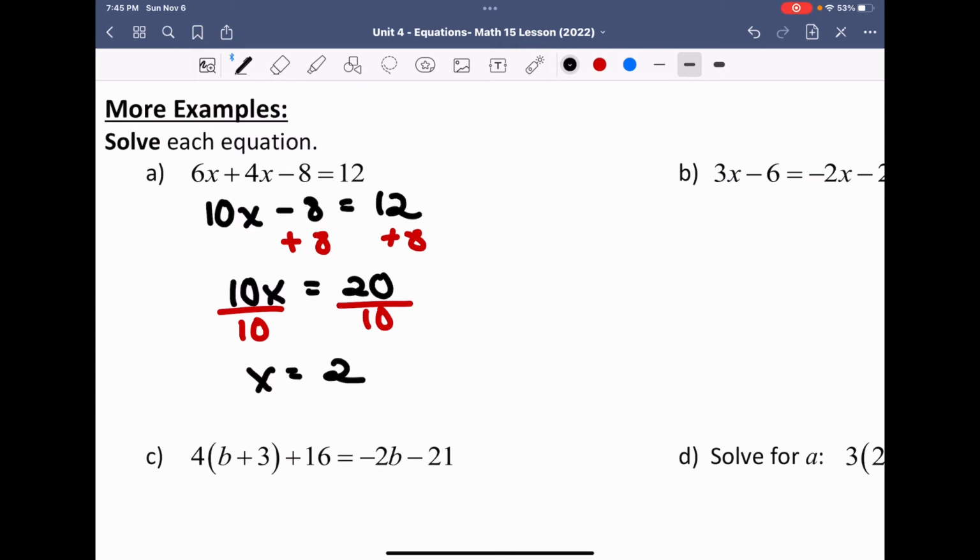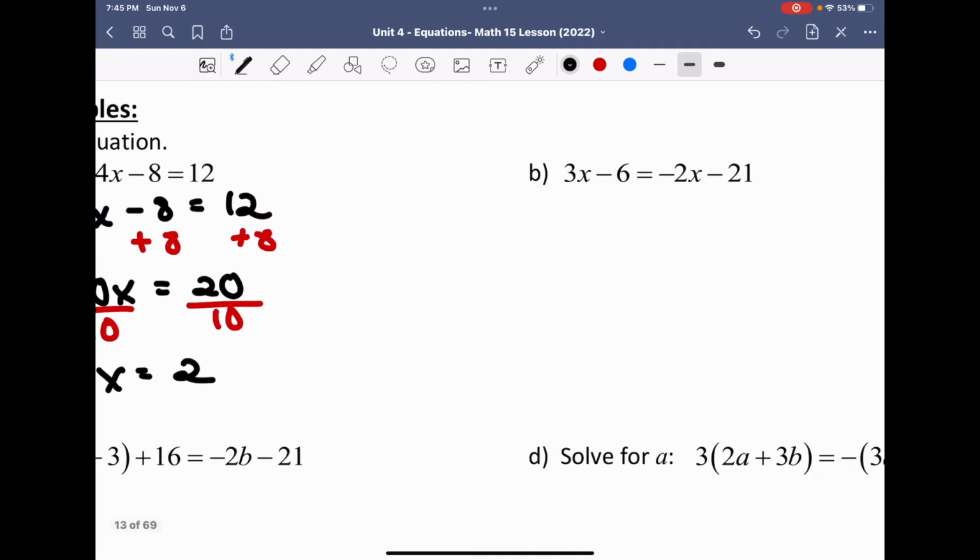Now, we could replug that back in if they said verify or check our solution, but in this case, they don't say that. So our solution is just x equals 2, and we can stop.